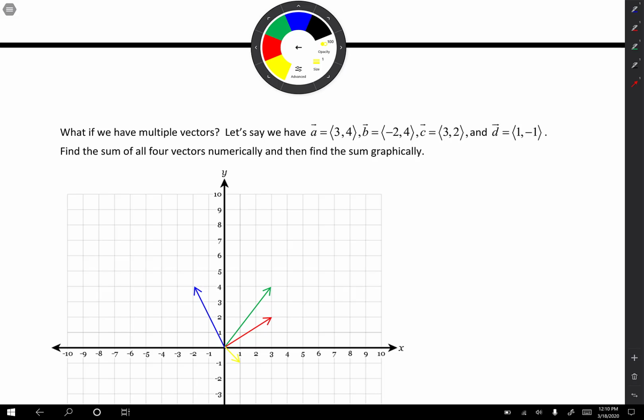That's what we're going to do here. Let's color code this real quick. This was the green one. -2, 4 was blue.